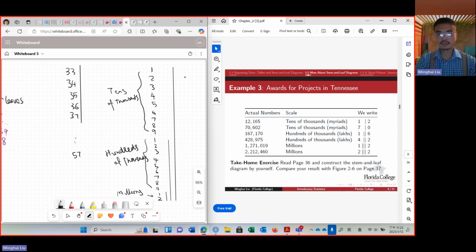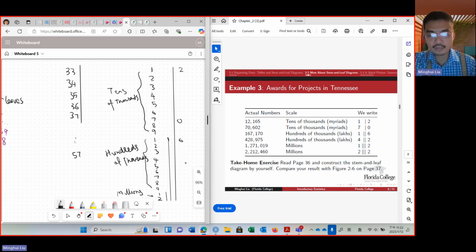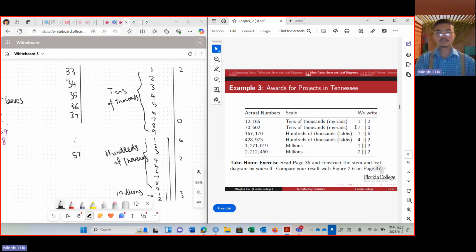So now you can put the numbers on the right. For example, if you have tens of thousands, like 12,165, simply put a 1, 2 here. And the next one, 70, just put a 70 here. And then you have 167,000-ish, so put 1 followed by 6 right here. This vertical bar needs to be a little bit longer. And then you have 428,000, so it's 4 followed by 2, and 1.2 million, and 2.2 million, etc. I would encourage you to finish this exercise at home.